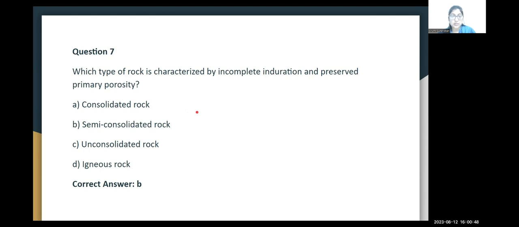There are three types. There was a network issue because of which my internet got disconnected. So I'll share the screen again.